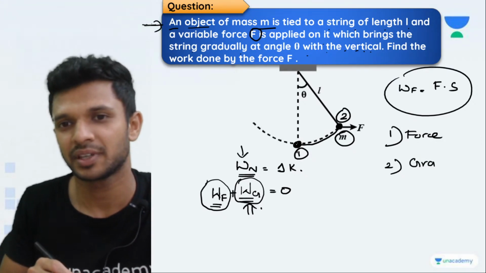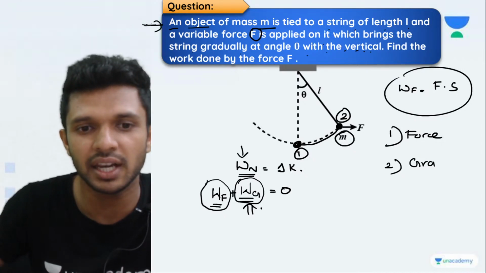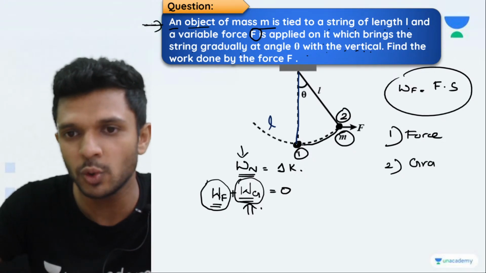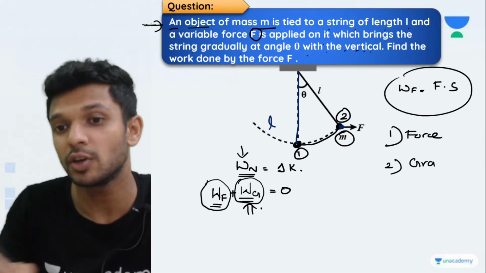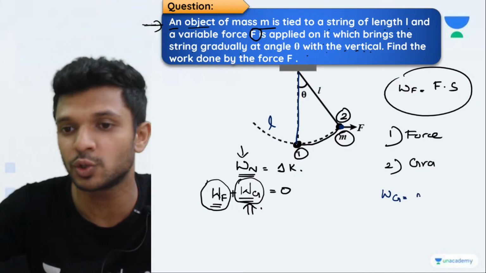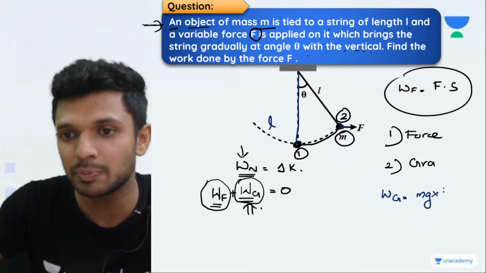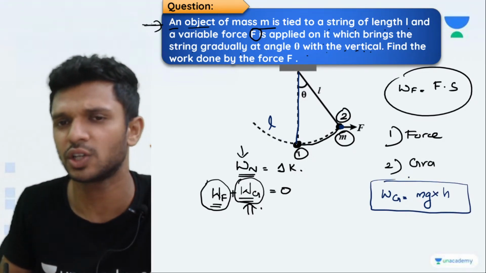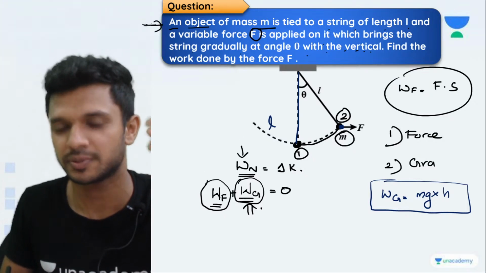Simply. Now you can see that the string was actually having a length of L. Now you have rotated it and kept it at position 2. How will you find out the work done by gravitation? Work done by gravitation is equal to force on the block, mg, multiplied by displacement in the direction of force. That was the basic definition of work done: force into displacement in the direction of force.